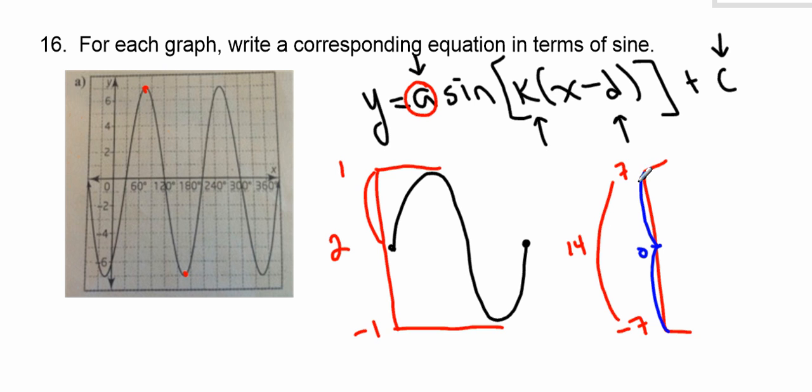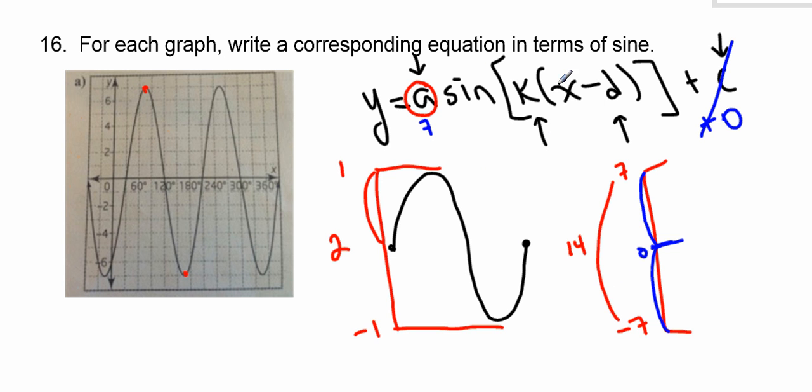Now, not only do I now know that the a value is 7, but I also know that this graph has not been vertically translated. The midpoint of the maximum and the minimum is right at 0, which means that plus c is actually plus 0. In other words, there is no vertical translation. So that's how you find A and C.